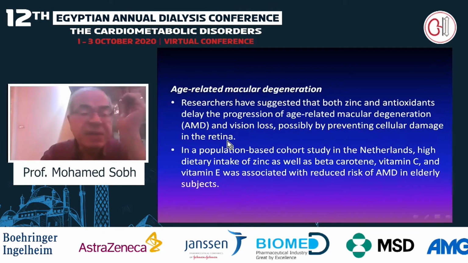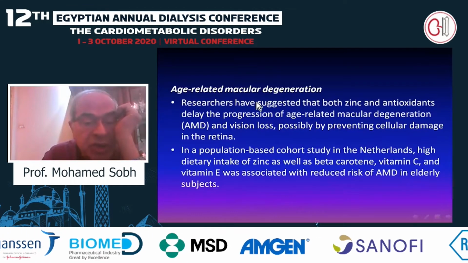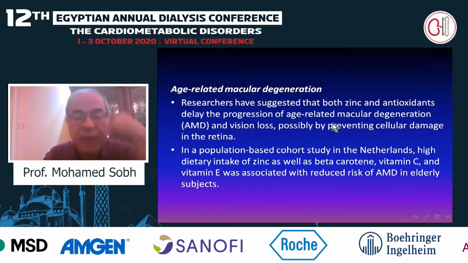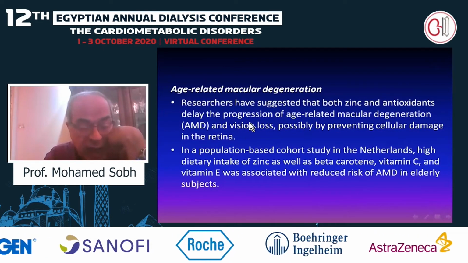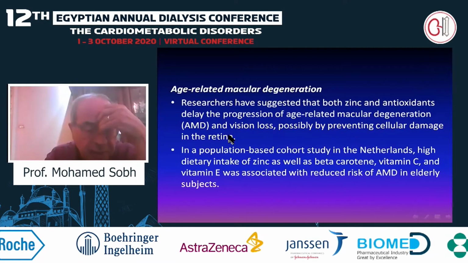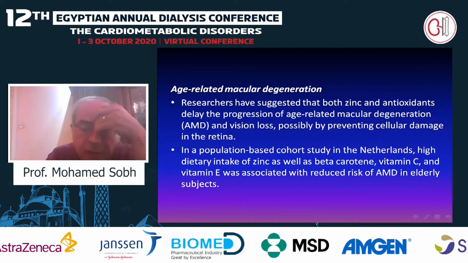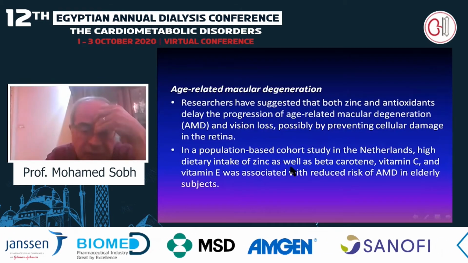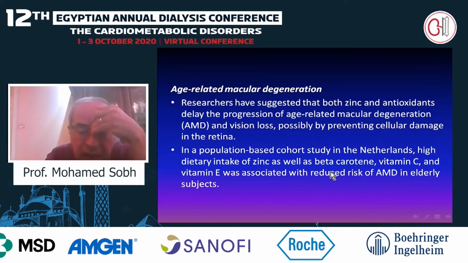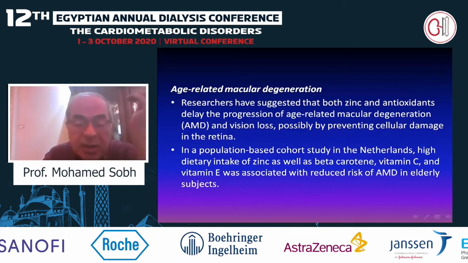Another more serious problem is age-related macular degeneration. Researchers have suggested that both zinc and antioxidants delay the progression of age-related macular degeneration and vision loss, possibly by preventing cellular damage in the retina. In a population-based cohort study in Netherlands, high dietary intake of zinc, as well as beta-carotene, vitamin C, and vitamin E was associated with a reduced risk of age-related macular degeneration in elderly subjects.